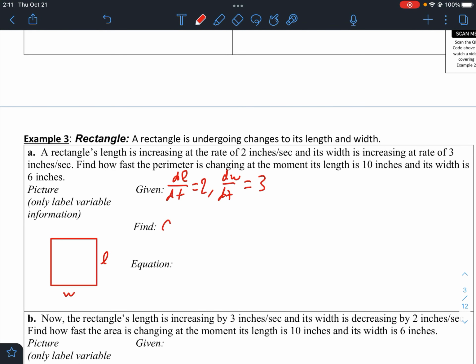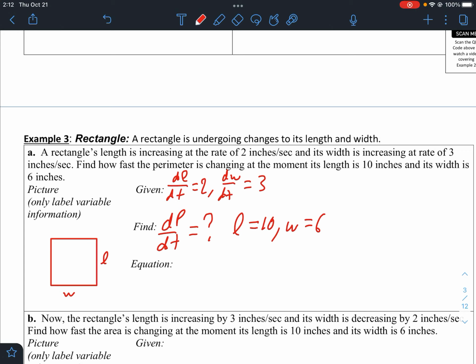What are we supposed to find? We're supposed to find how the perimeter is changing. So we'll call that dP/dt. And we're looking for when L is equal to 10 and W is equal to 6. But those are not constants. Okay, those are not constants. Those are changing.